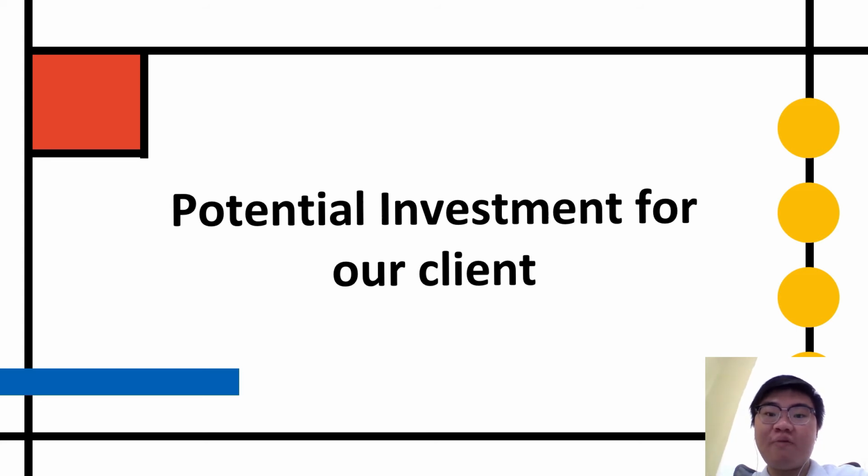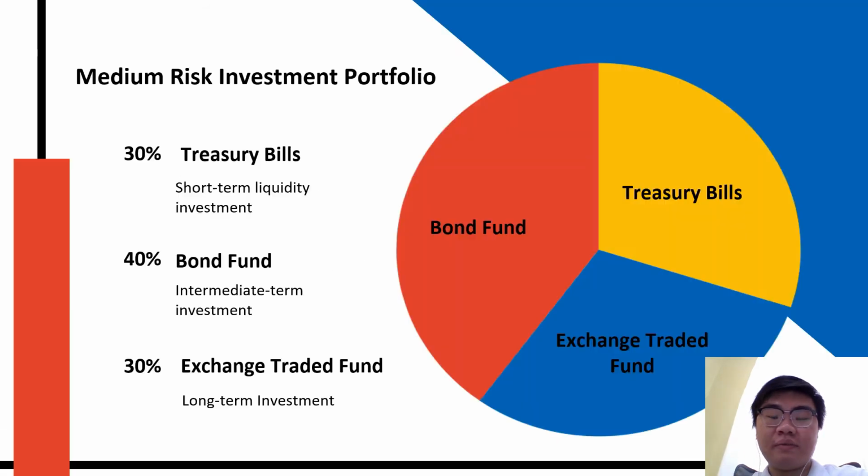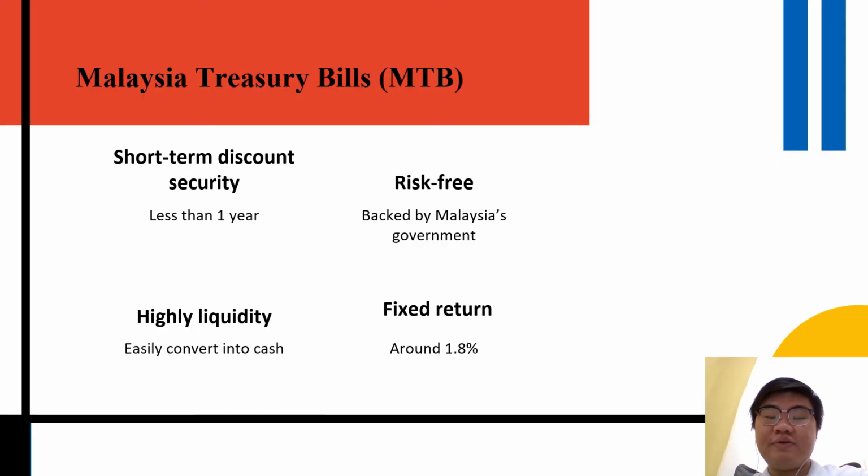I would like to present about the 3 potential investments that will fit our client risk profile. Since our client is a moderate risk taker, we would like to suggest 3 suitable investment portfolios that are considered low to medium risk in separate time lengths, which are short term, intermediate term, and long term. The proportion of the portfolio that we suggest is 30% on treasury bills, 40% on bond funds, and 30% invested in exchange traded fund.